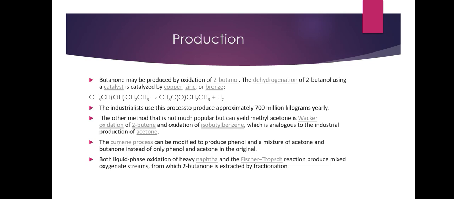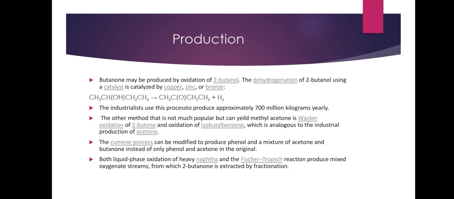Production of methyl ethyl ketone. Butanone may be produced by oxidation of 2-butanol. The dehydrogenation of 2-butanol is catalyzed by copper, zinc or bronze. CH3CHOHCH2CH3 yields CH3COCH2CH3 plus H2, producing hydrogen gas. Industrialists use this process to produce approximately 700 kilograms yearly.